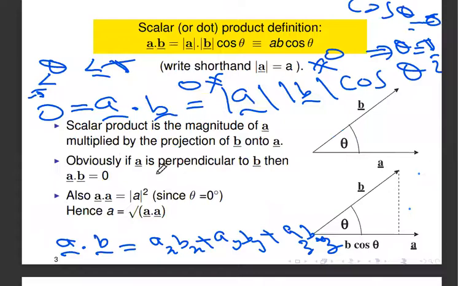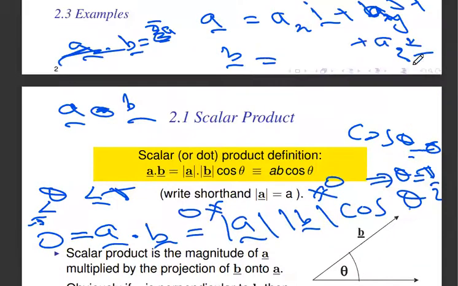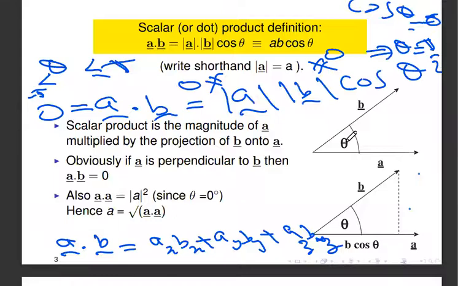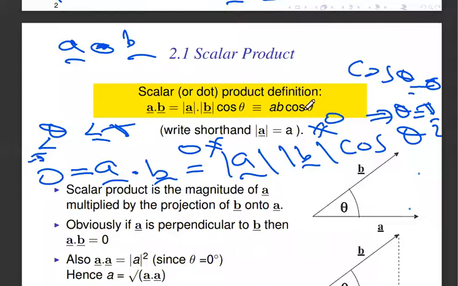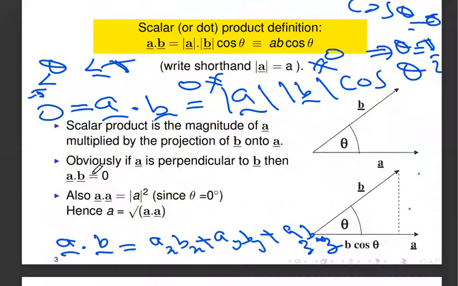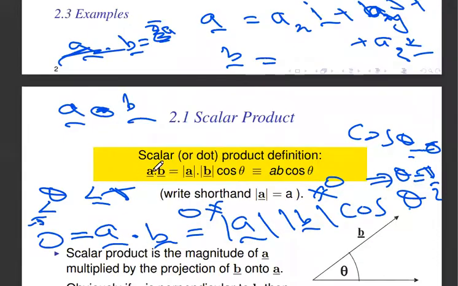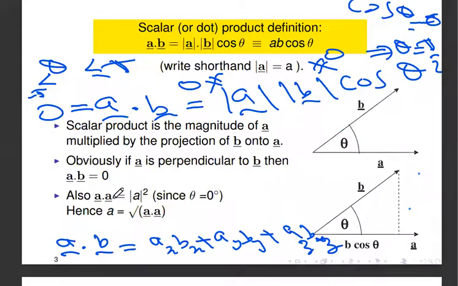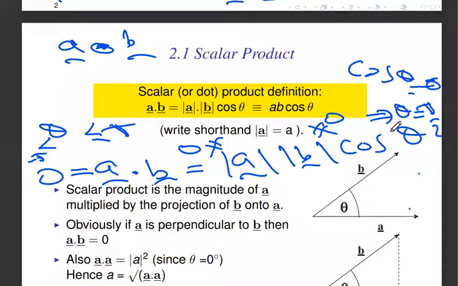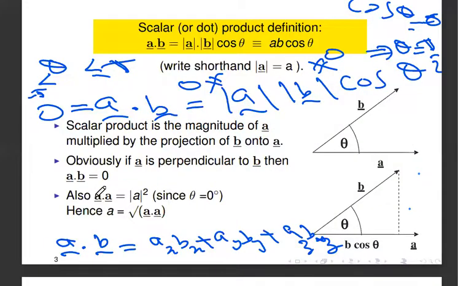So if A and B are perpendicular, then what happens to this angle? Then this angle would be pi over 2, then cos pi over 2 is 0, and the dot product would be 0, right? And if you take the dot product with itself, then the angle would be 0, cos of 0 is 1, then the dot product of A and itself is the magnitude of A squared.